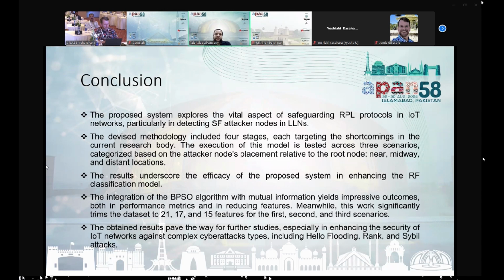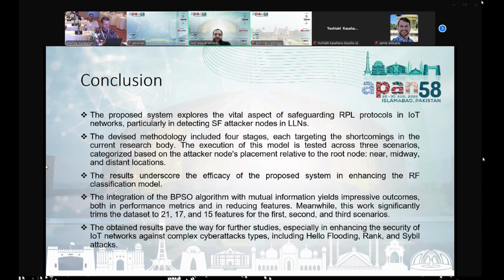And we also notice that in terms of the number of selected features, the proposed technique aims to reduce the number of selected features to 21, 17, and 15 features in the scenarios. So we can also conclude that the proposed technique is feasible to be used in IoT scenarios, and we get impressive results from that.